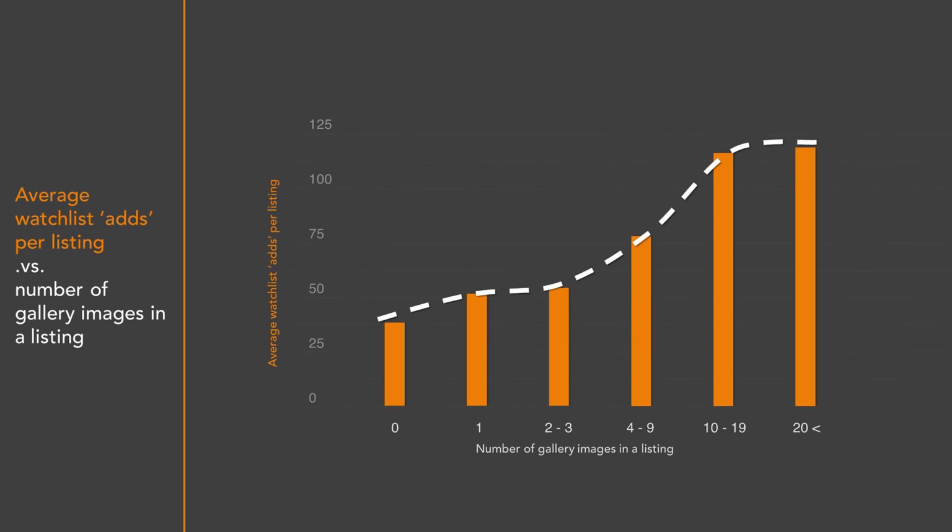We have a company in New Zealand called TradeMe. This is our leading property marketing website here in New Zealand. They did a study on the number of images within a listing versus the number of people actually adding it to a watch list. What they found was that listings with a minimum of 10 or 20 images typically saved to a watch list at least 45% more often than listings with fewer images.